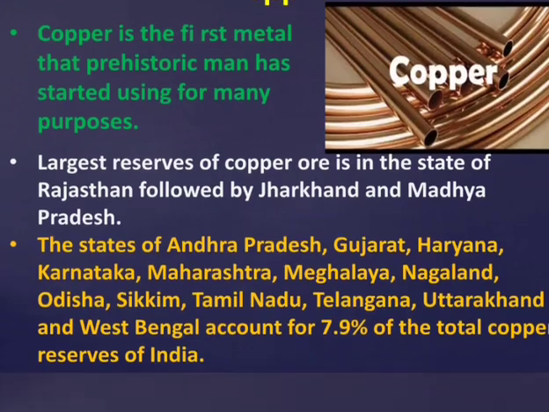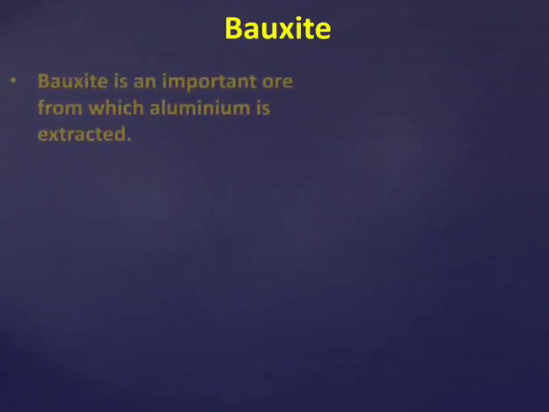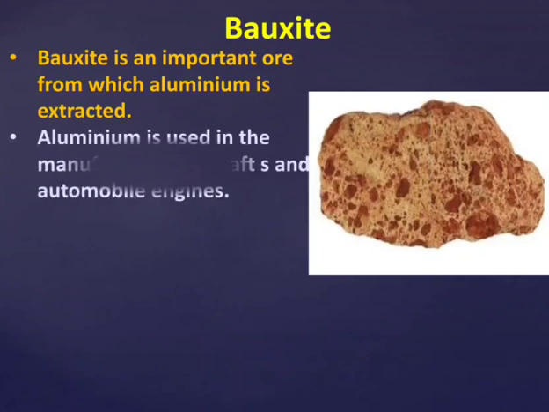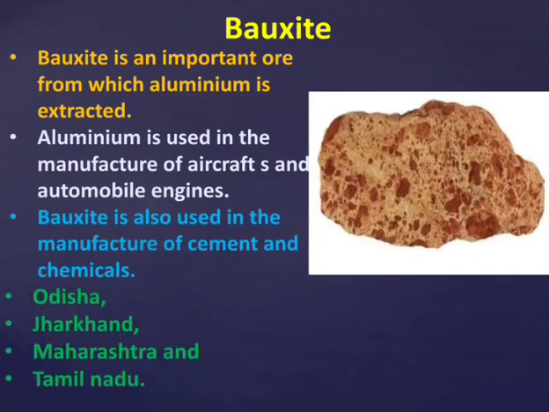The next we are going to see is bauxite. Bauxite is an important ore from which aluminium is extracted. It is available in laterite soil. Aluminium is lightweight and is used in the manufacture of aircraft and automobile engines, and also in the manufacturing of cement and chemicals. Odisha is the leading producer of bauxite, followed by the states of Jharkhand, Madhya Pradesh and Tamil Nadu.